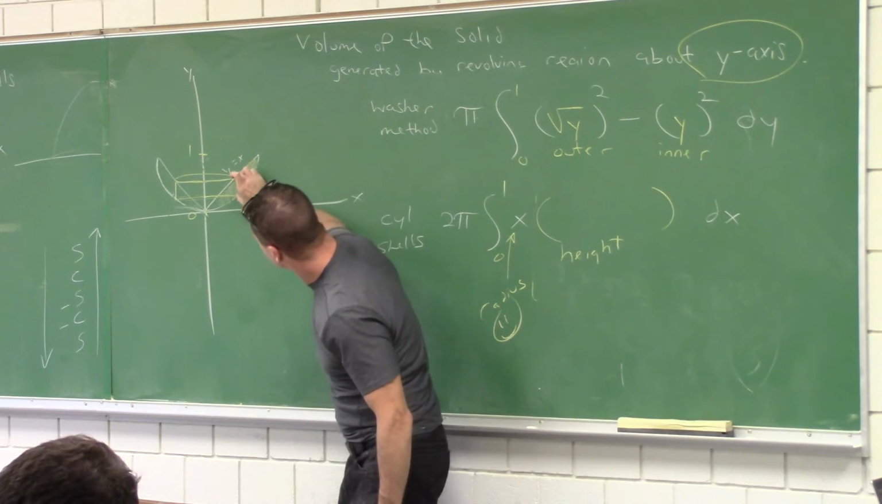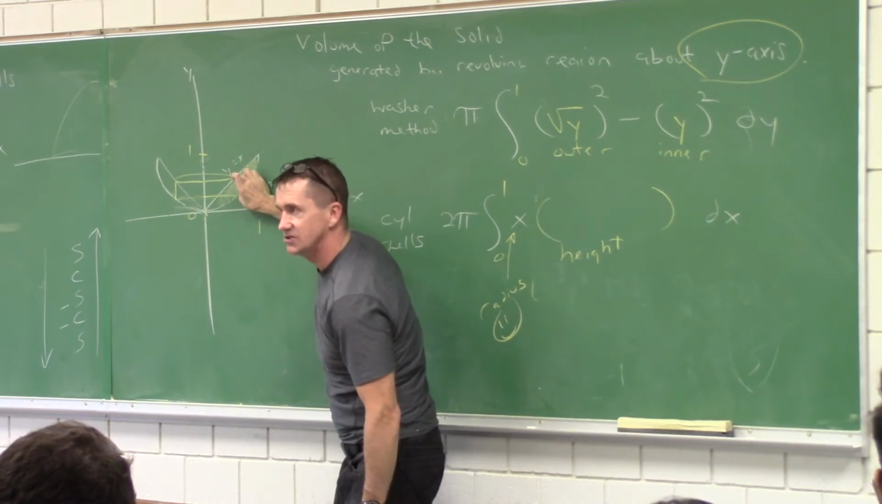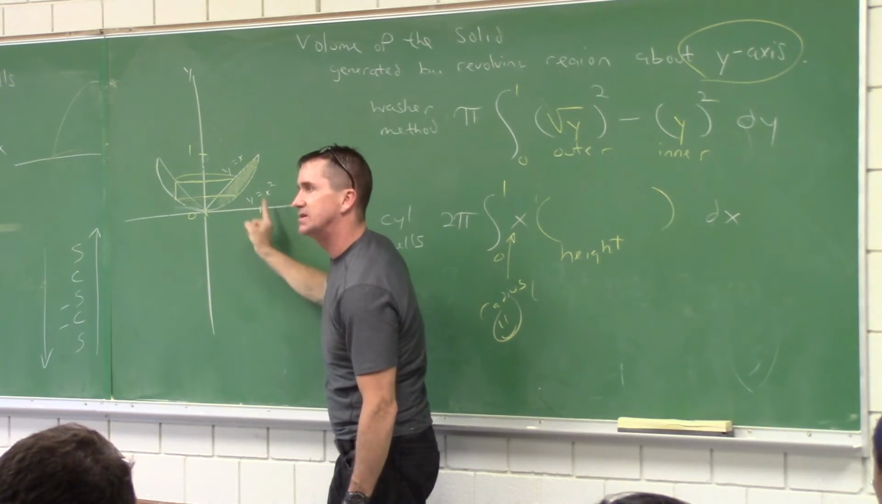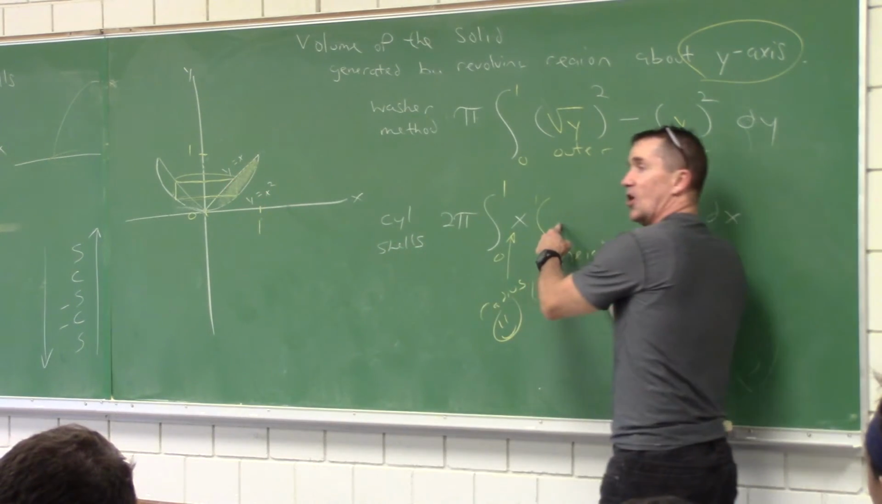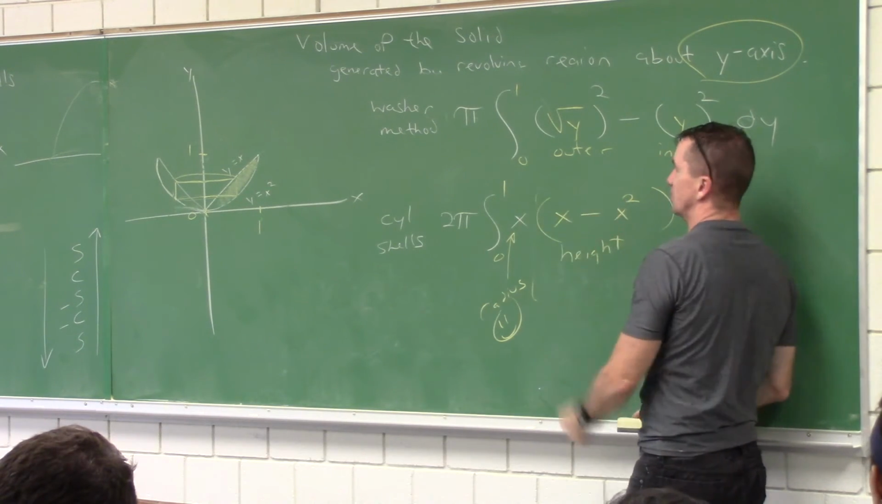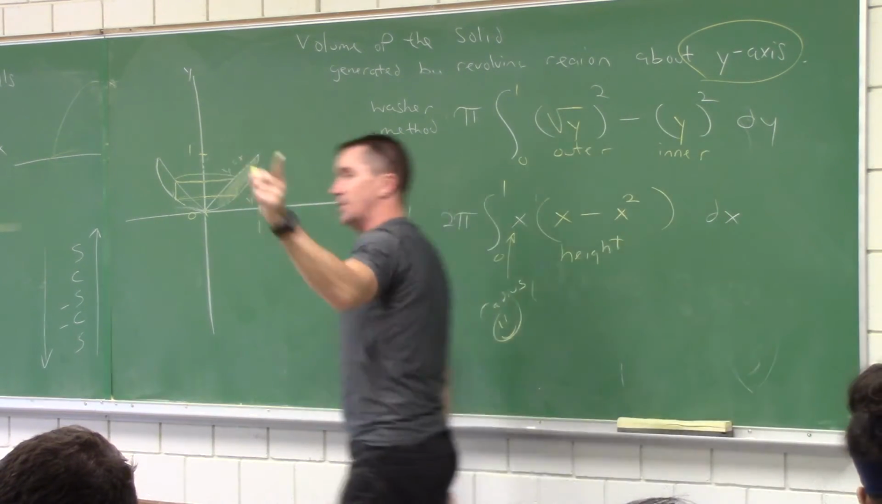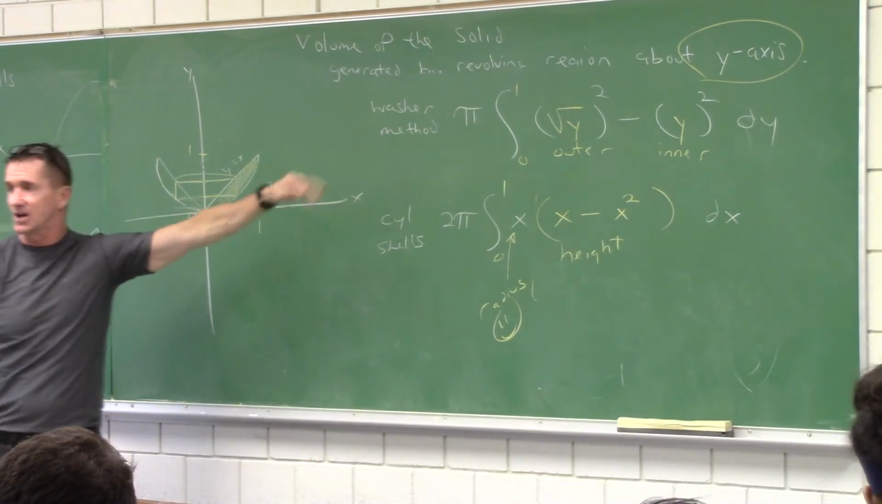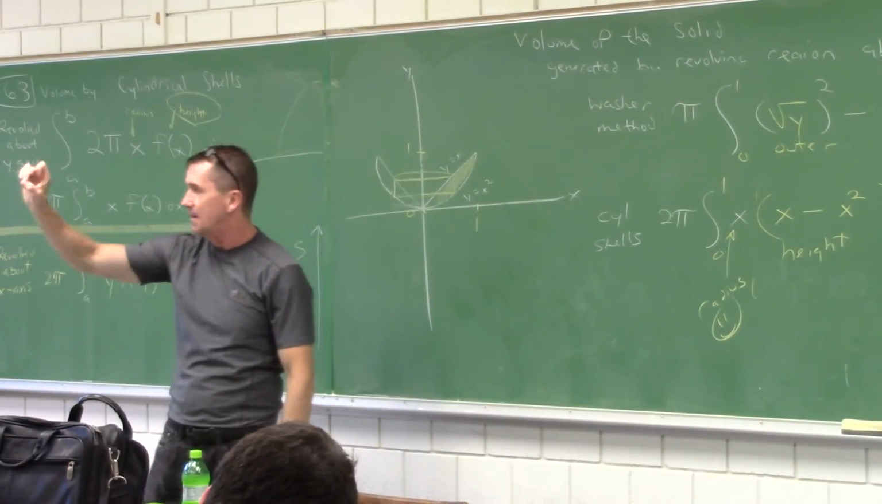To find that little distance right there, which would be the height of that cylindrical shell, he says you just take the difference between this and this. That's what I'm going to call my height. X minus the x squared, and this would work too. Both of these are equivalent. You can check both of these; we're not going to solve them now, but do all the math, you get the same mathematical answer.